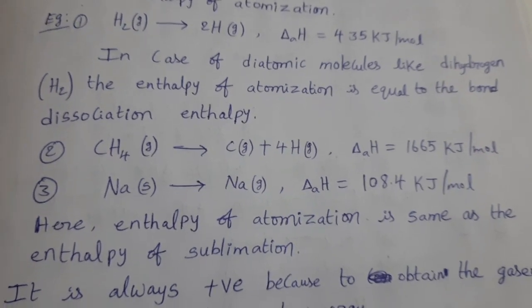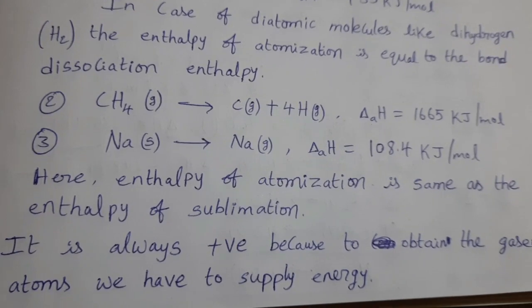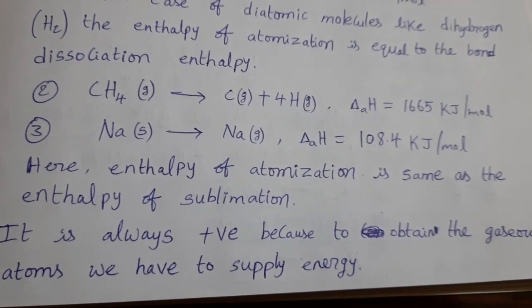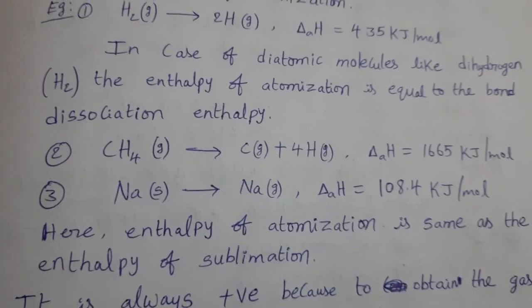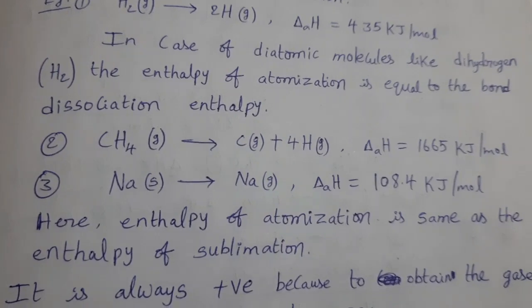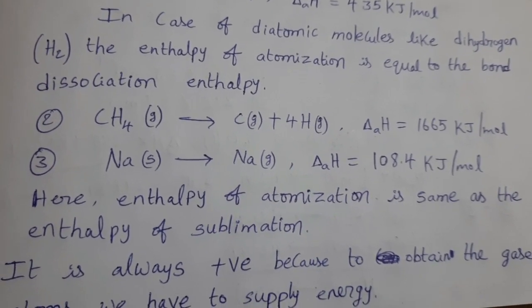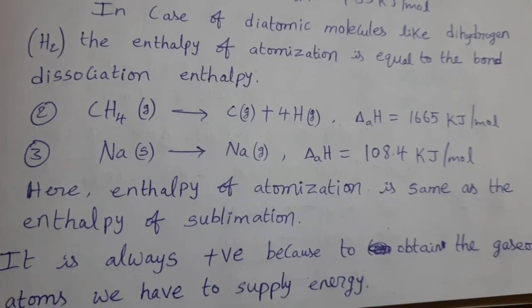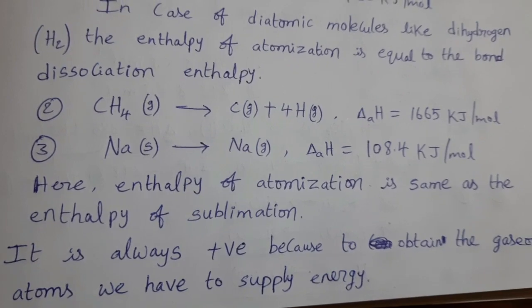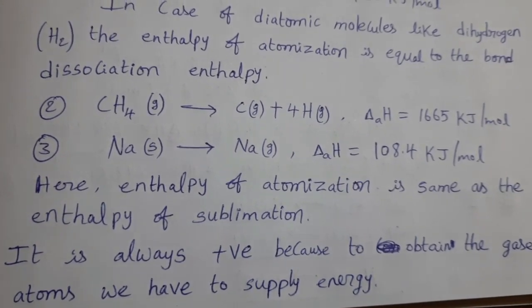Okay. Next, this enthalpy of atomization is always positive because to obtain gaseous atoms we have to supply energy. What is atomization? A molecule is converted into its atoms, that is atomization. For this process, we always need to supply energy. By using energy, we can convert a molecule into atoms. That's why enthalpy of atomization is always positive.